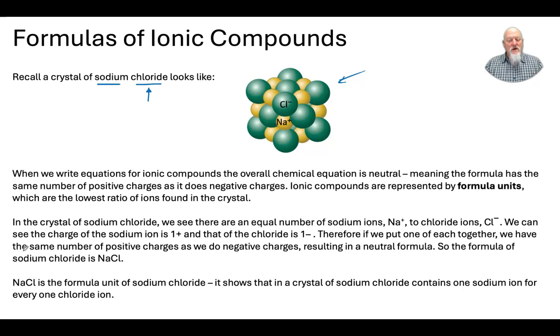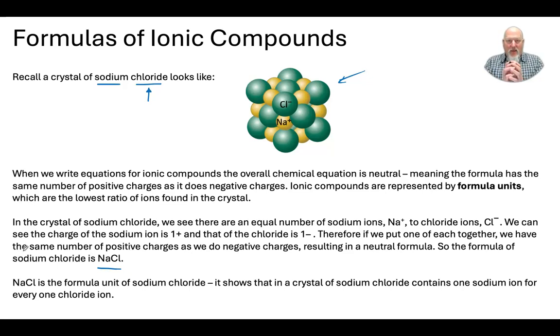So we're going to do the formulas of ionic compounds based on this ratio of cations to anions. In sodium chloride, we can see that for every one sodium ion, there's one chloride ion. So the overall formula of the formula unit is NaCl. One Na and one Cl. That means in any crystal I find, for every one sodium ion, there's going to be one chloride ion. So I'd expect in a crystal there would be equal numbers of sodium ions and chloride ions.